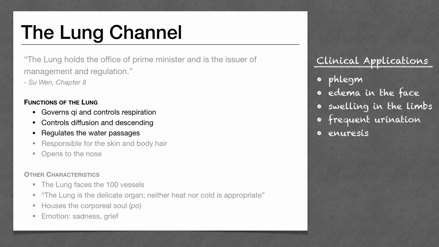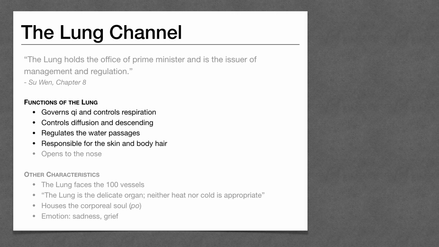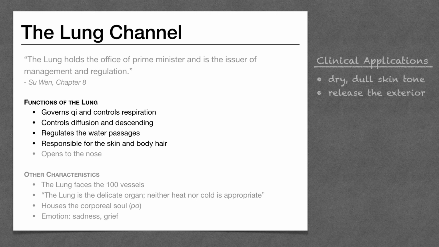So when we start looking at the functions of the points, we'll see that these points on the lung channel can treat these conditions by restoring the lung's ability to regulate the water passages. Next, we say the lung is responsible for the skin and the body hair. So if the lung is deficient, we may see a dry, dull, pale complexion. But what's especially useful is, when we say the lung governs the skin, we also mean it controls the opening and closing of the pores.